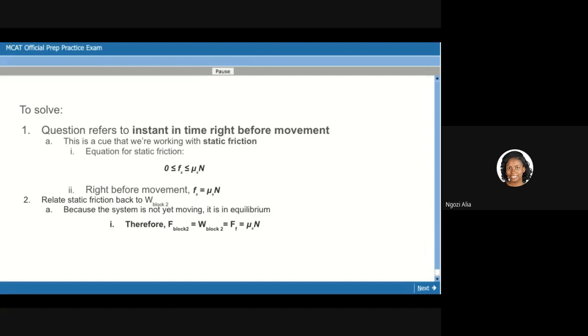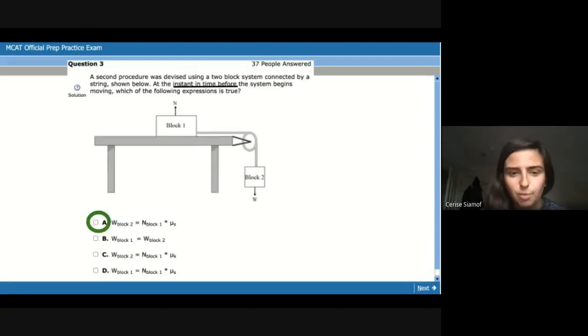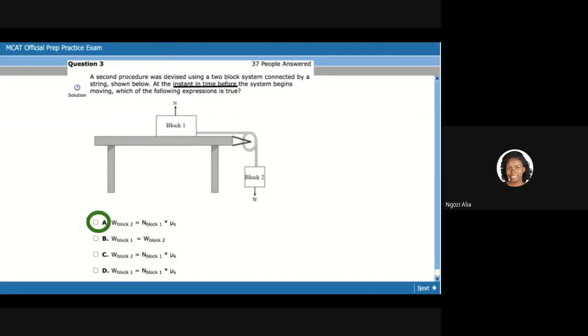Could you explain why it's not D? Yeah, can you go back so I can see what D is? That's because D says the weight of block 1 in the coefficient, right? So you have to think of what force is pulling the block off of the table. What's pulling the block off of the table is the weight of block 2, because they're connected by that string. So block 2 is trying to pull block 1, and the force of friction is opposing that motion.